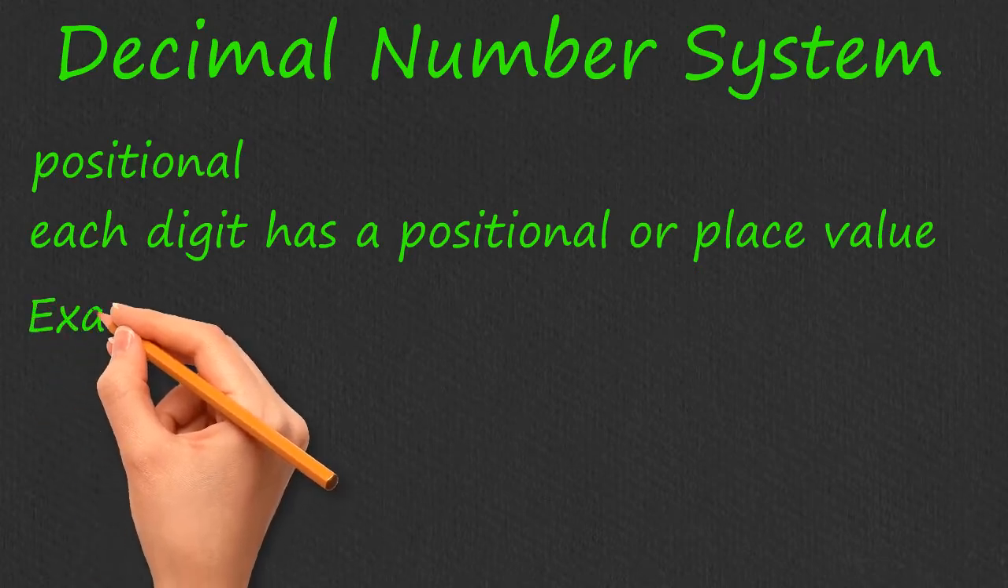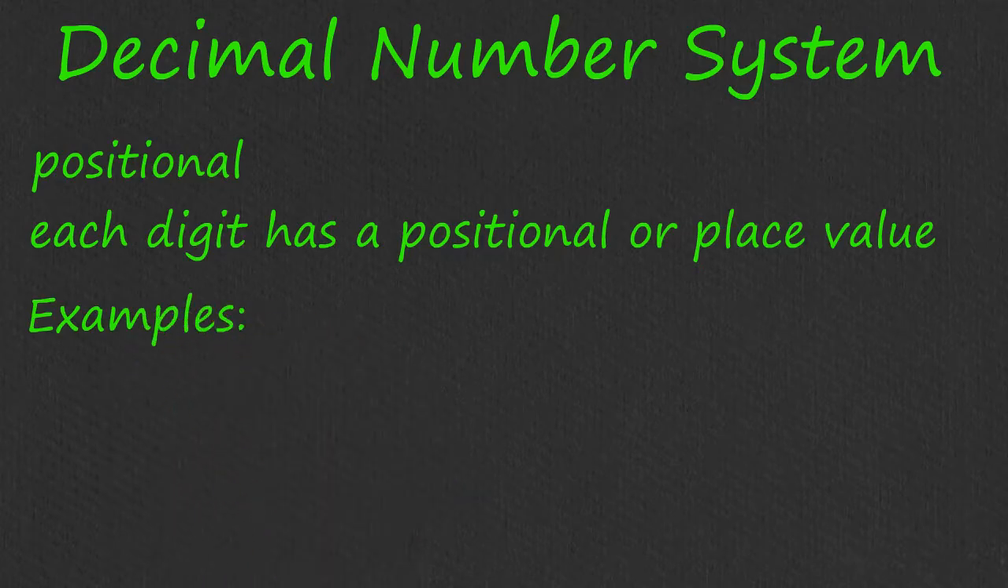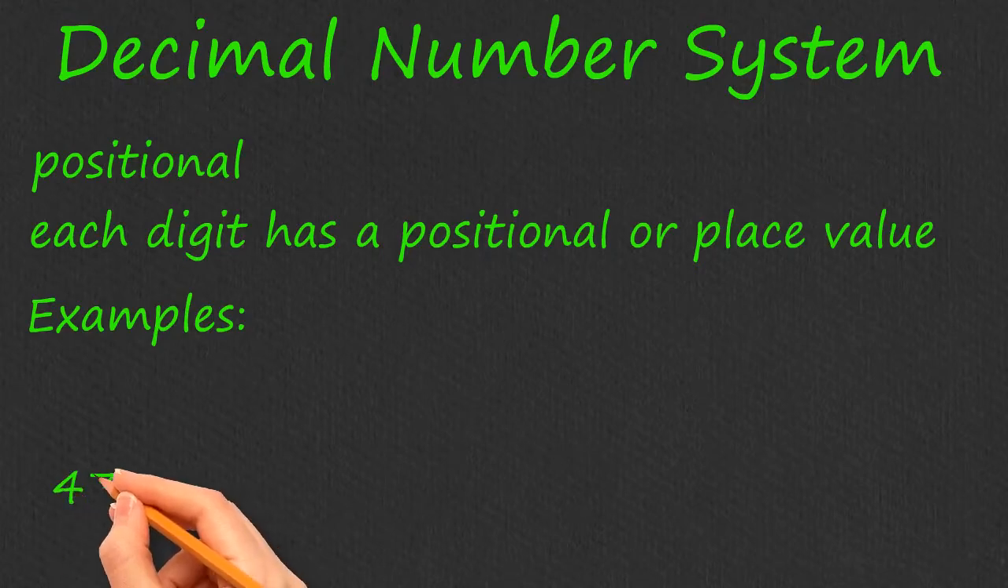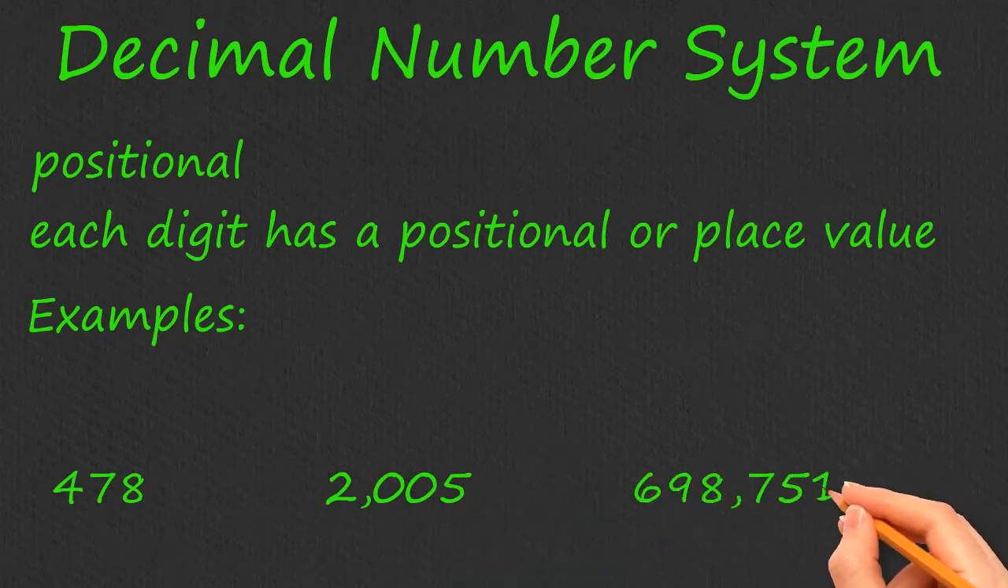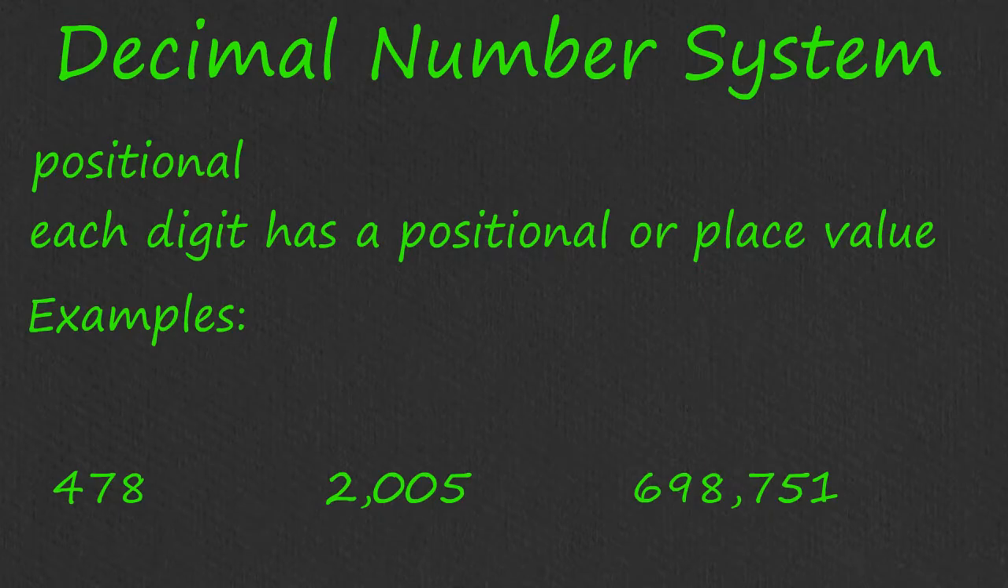Let us go back to the example numbers we looked at earlier in this video and use them to demonstrate this concept. When you are reading out the numbers 478, 2005, and 698,751, you are automatically associating the individual digits with their positional or place values. For example, in 478, you say 400, meaning that the 4 has the place value of 100. 70 means that the 7 has the place value of tens, and 8 only has single values, which is the place value of 1 or units.